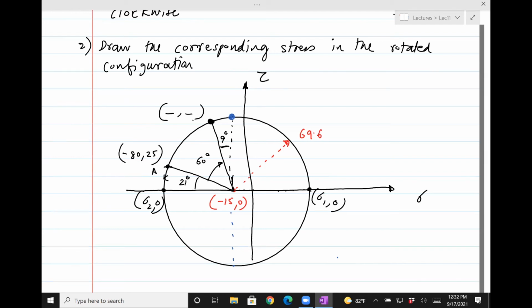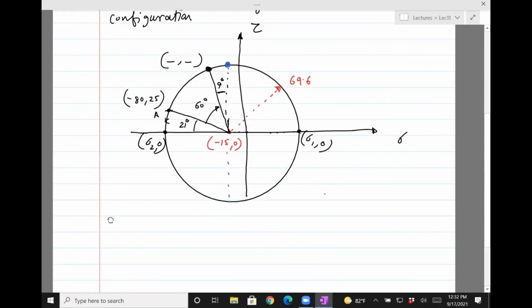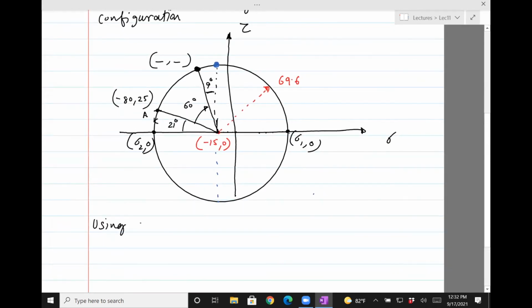So one way of solving this is to use pure trigonometry. We kind of know what the radius is, and we know the point now. It's 81 degrees from the x-axis. So we just use trig. So using trig, let's just call the stress sigma and tau, unknown.